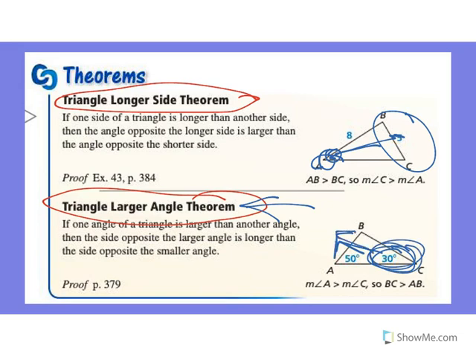This is true in any triangle, not just right triangles, because you might be thinking, well, we know the hypotenuse is the longest side and it's opposite the 90-degree angle, which is the largest angle in a right triangle. So this concept isn't necessarily new to us, but we're now saying it's true in every triangle. Whatever the largest angle is, it's opposite the largest side.